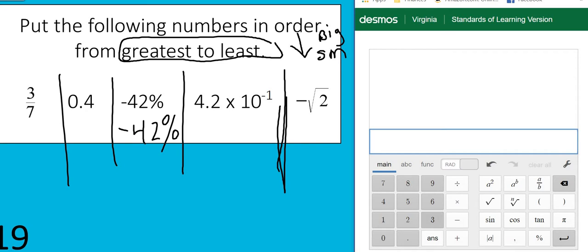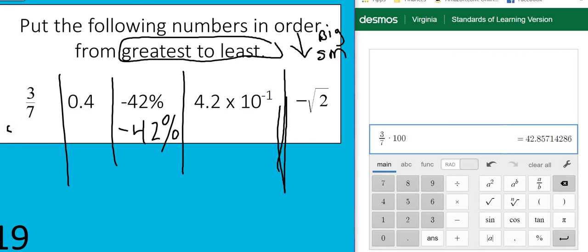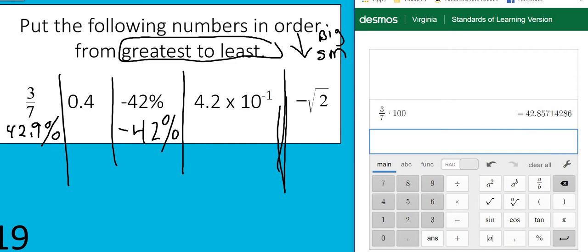So let's start with 3 divided by 7. And I'm going to multiply that by 100 because I want it to be a percent. And I'm going to round it to the nearest tenth, 42.9%. Then I'm going to go to my next line and I'm going to do 0.4. 0.4, that's a decimal. Multiply it by 100 to get 40%.